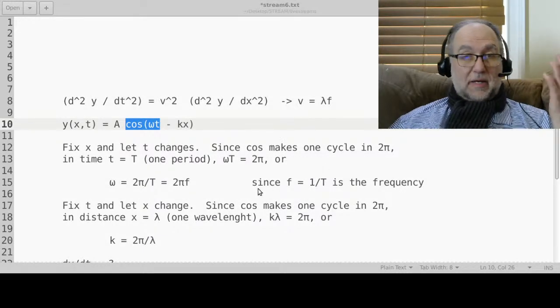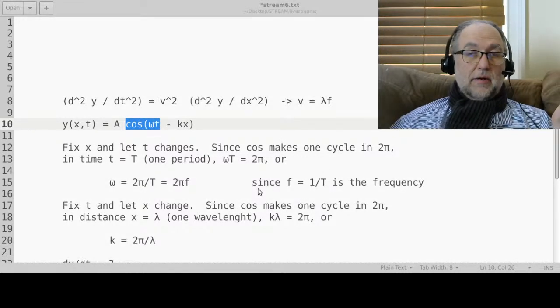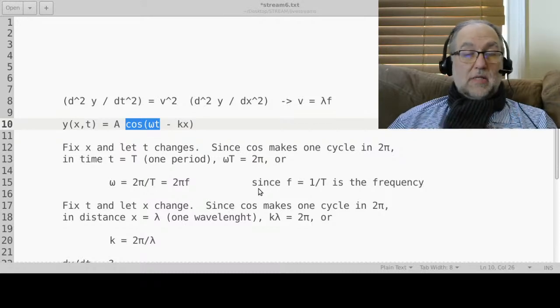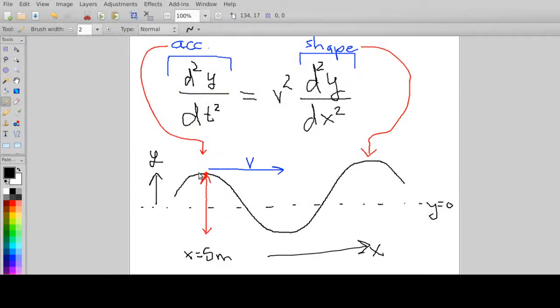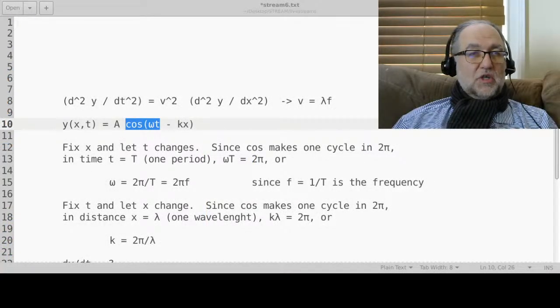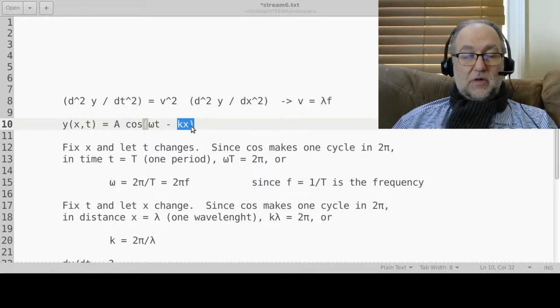You should know that because that's the simple harmonic oscillator. But this also has an oscillation in space. What I mean by that is it has a shape here, which is a sine shape like that. That part of the function is this. You can see it's also cosine, but now it's cosine of kx.